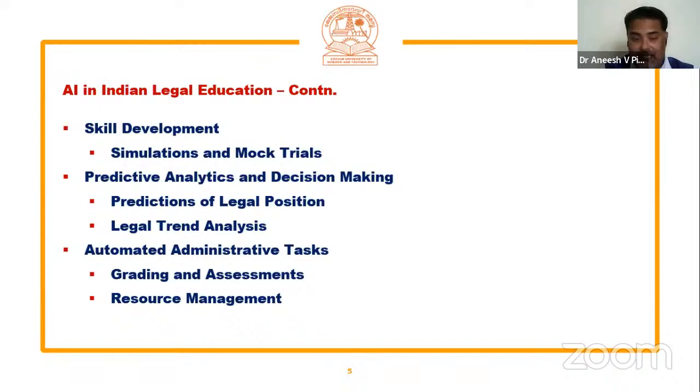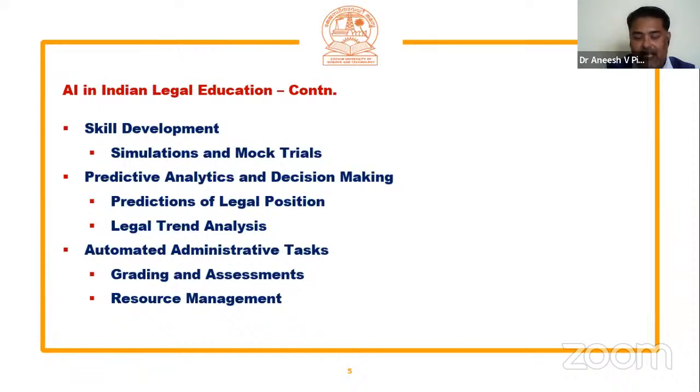Then predictive analytics and decision making. This is one of the very important established AI-driven technologies now, wherein whatever doubts you have about a particular legal situation or a legal scenario, you can ask the chatbots or you can ask that AI technology. Now, that AI technology or whatever AI tool you are using, they will give you an answer. So it will act as a good companion for you.